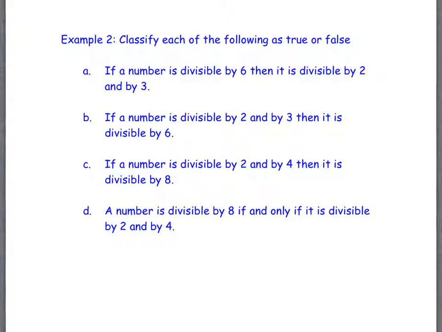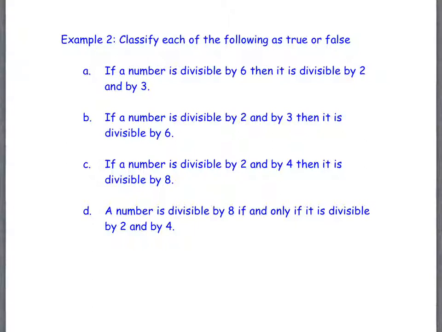We're going to take a look at some true-false questions, okay? So the following we're going to classify as true or false. It says, if a number is divisible by 6, then it is divisible by 2 and by 3. Is that true or false? False. Why? Because if it's divisible by 6, then it can end in a 3. So it's not even, so it can't be divisible. Can it end in a 3 if it's divisible by 6? Yeah, because if it's divisible by 6, then it's automatically divisible by 2 and 3.